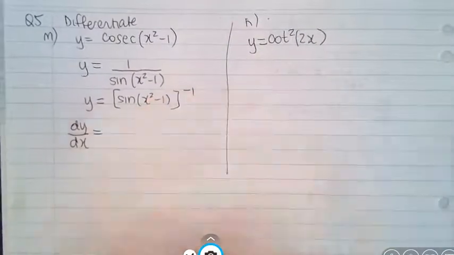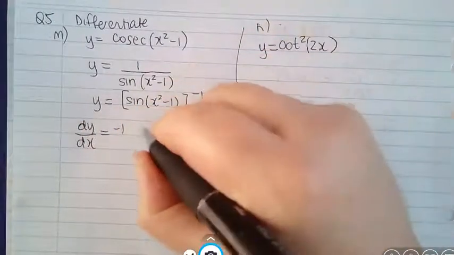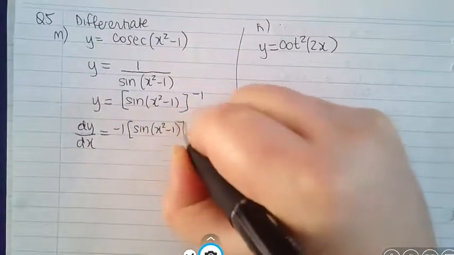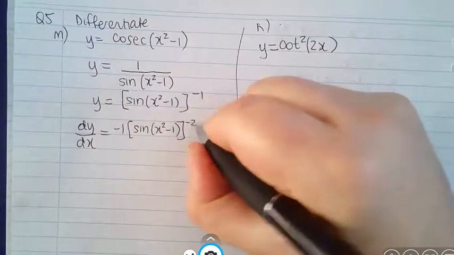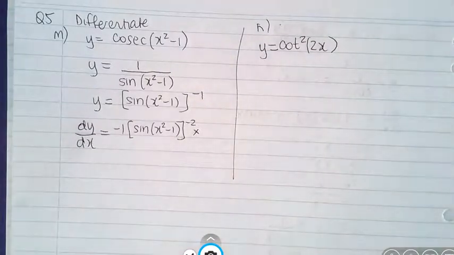Okay, what are we going to do? What's our rule? It's not too bad: bring the -1 to the front, write it out, drop the power, and then differentiate what's inside. But be careful here, because you've got to differentiate what's inside and differentiate what's inside that bracket too.